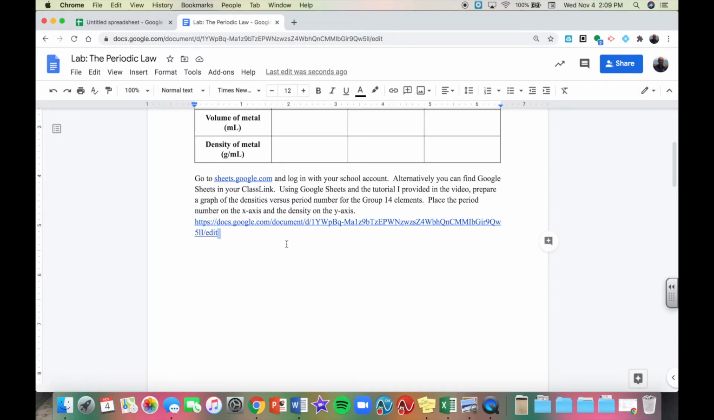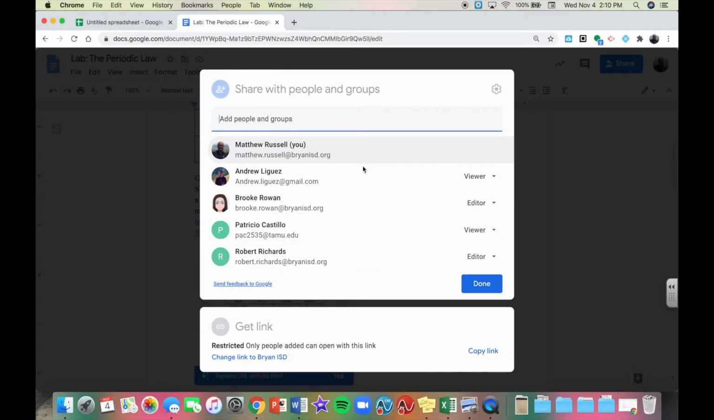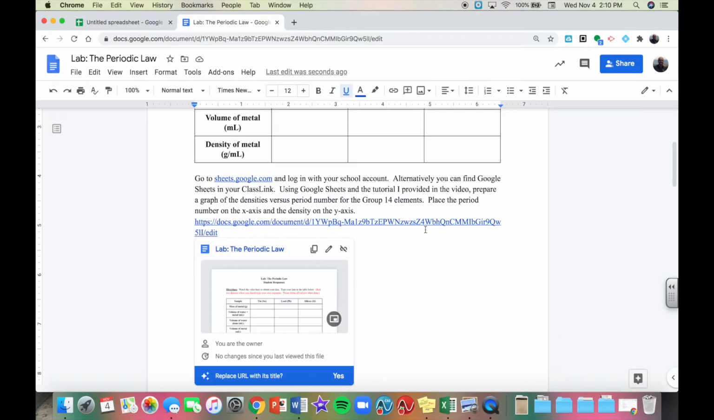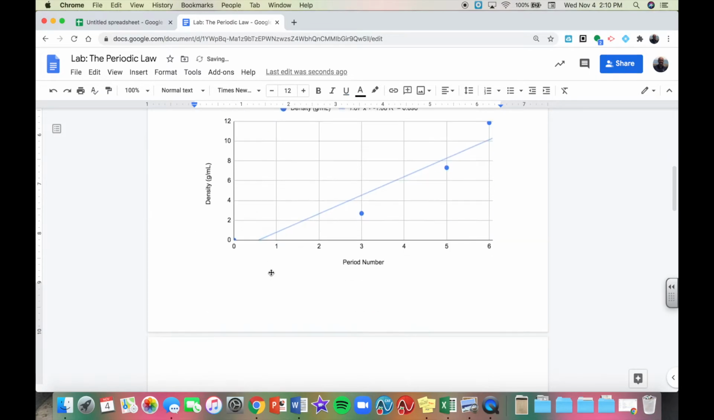So if you must do this, make sure that you change your sharing settings, and that you click on it and make sure that you change it so that I can view it, okay, and I can make comments on it, okay? So make sure you do that if you are going to insert a link, because Mr. Russell won't be able to see it.